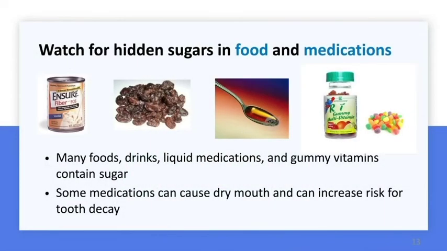It's important to watch for hidden sugars in both food and medication. Dietary supplements like Ensure or liquid medications, gummy vitamins, dried fruit such as raisins, they all have sugar that can contribute to cavities. Also, many of your residents may be taking pill forms of medication that have a side effect of dry mouth. This dry mouth reduces the amount of saliva in the mouth, and saliva has many protective qualities that prevent tooth decay. So just another thing to be aware of.